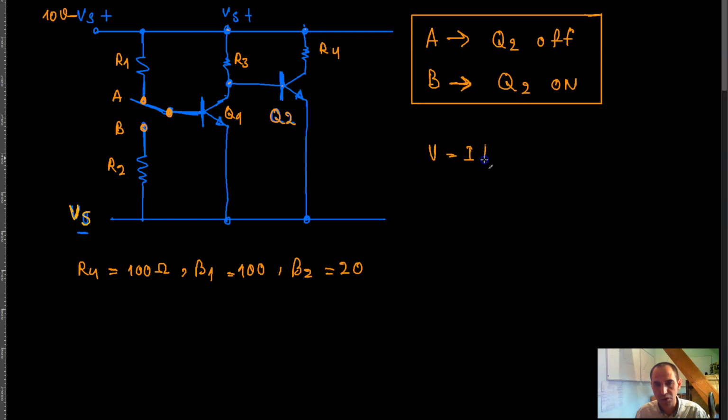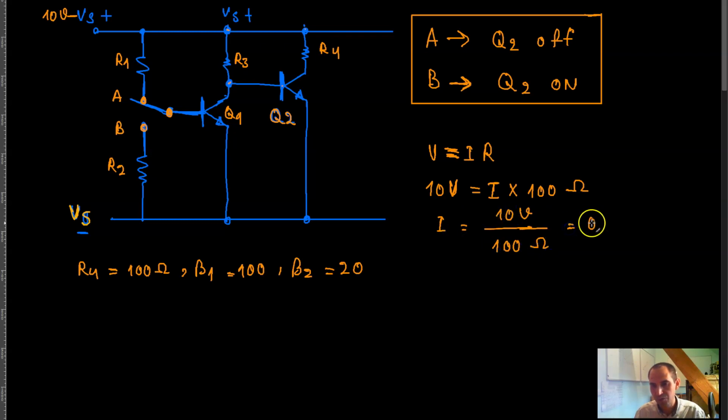So V is equal to IR, and that means I want the voltage drop across this resistor to be 10 volts, and I want to know what sort of current I need for that. The resistance value over here is 100 ohm, if I'm not mistaken. So I is the same thing as 10 volts divided by 100 ohm, which is 1/10 of an amp. So the current that I need over here is 1/10 of an amp.